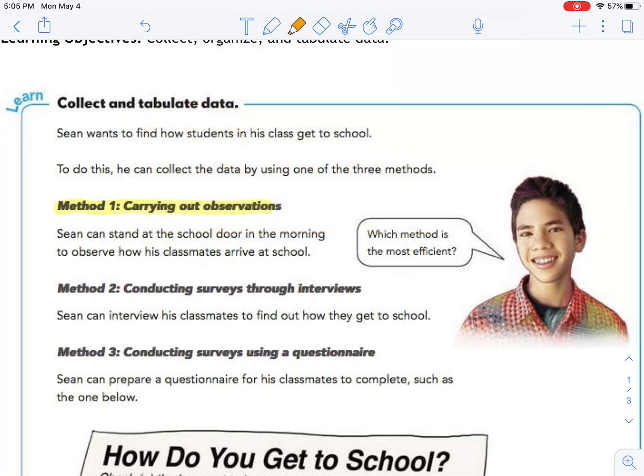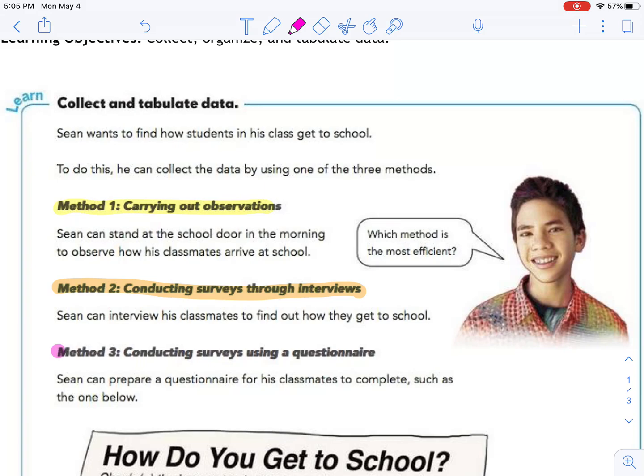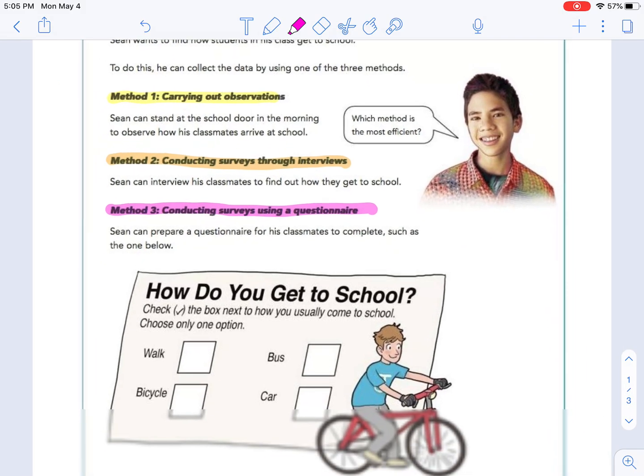He could also conduct surveys through interviews, where he could sit and interview his classmates to collect his data and find out how they get to school. The third method that he could do would be conducting surveys using a questionnaire, where he can prepare some type of questionnaire that his classmates can then fill out, kind of like the one that they provide us below.